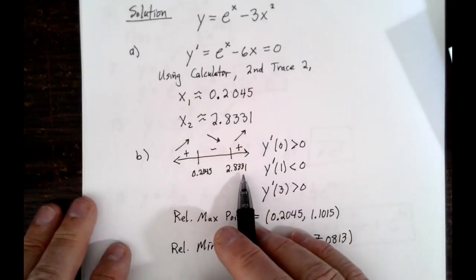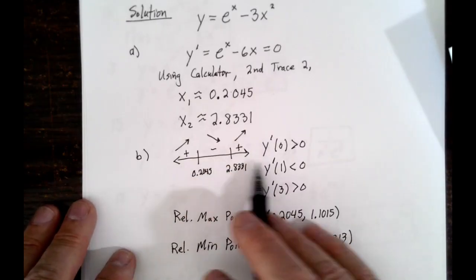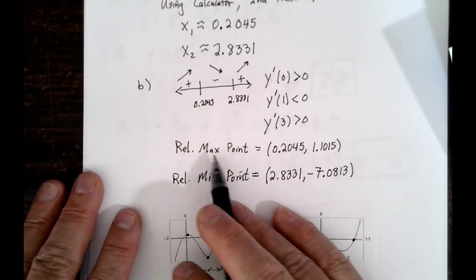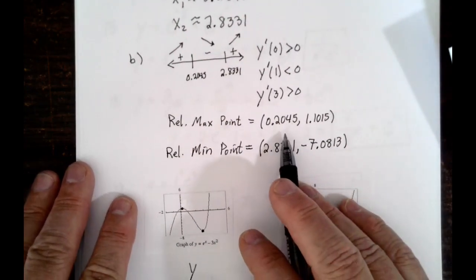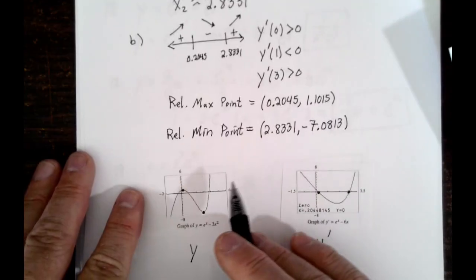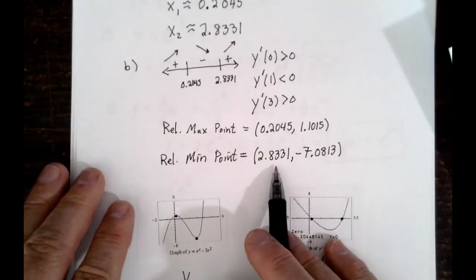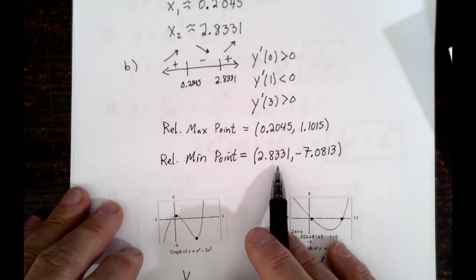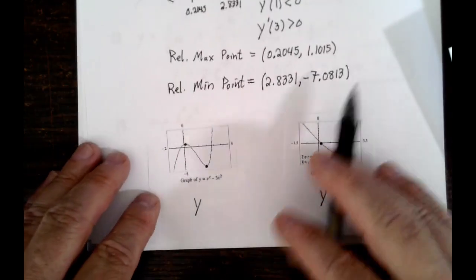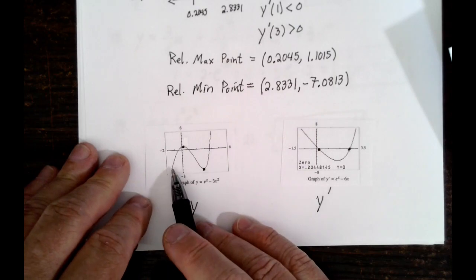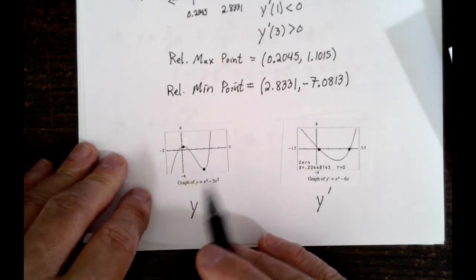Now if you use these two x values on a sign diagram and check with your first derivative, you get plus minus plus, which means you have a relative max at 0.2045, and here's your y coordinate. You find that by plugging into the original function. And here's your relative min and the y coordinate for that. And so here's your original function. You can see that these are correct calculations because you get a maximum here and a min there.